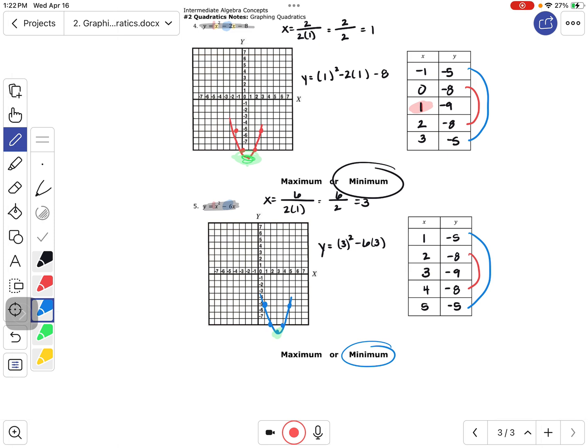Okay, you have everything you need to work on this assignment. So you are doing number 2 quadratics practice, graphing quadratics.